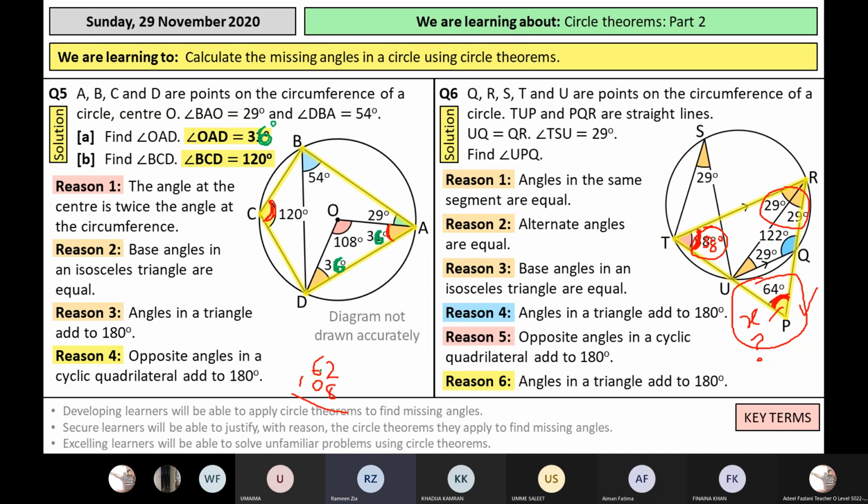Right? Anyways, you have done the correction. See, this does not sum up to 180. This does not sum up to 180. That's the reason. Anyways, this ends part two.